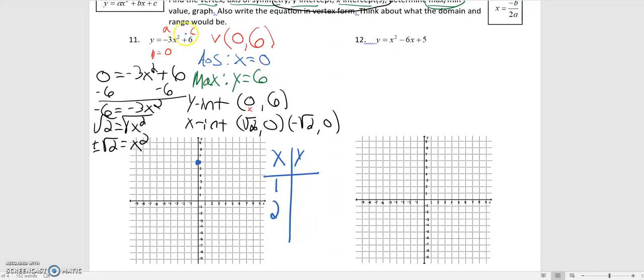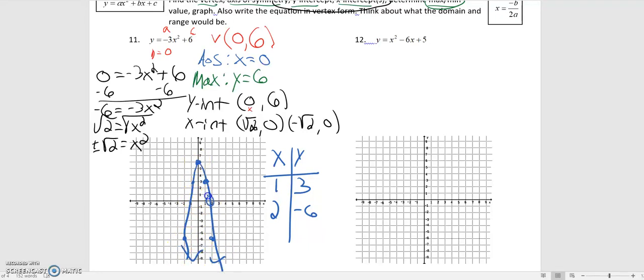Plug them in. That's going to give me 1 squared, times -3, plus 6 gives me +3. And you can check my math again, just kind of doing it in my head. 2, that's going to give me 4, -12 plus 6 gives me -6. If I graph those, I'm at 1, 3 and 2, -6. And then I mirror that on the other side. And you'll kind of see your graph taking shape there.